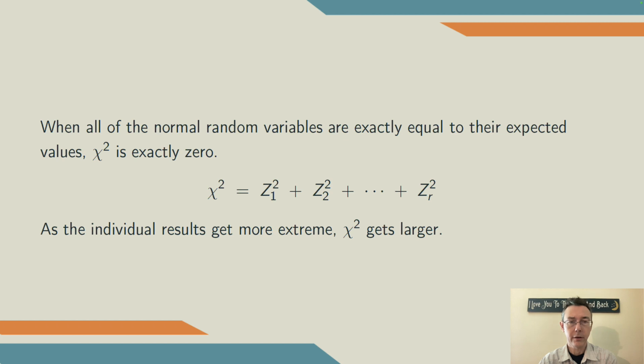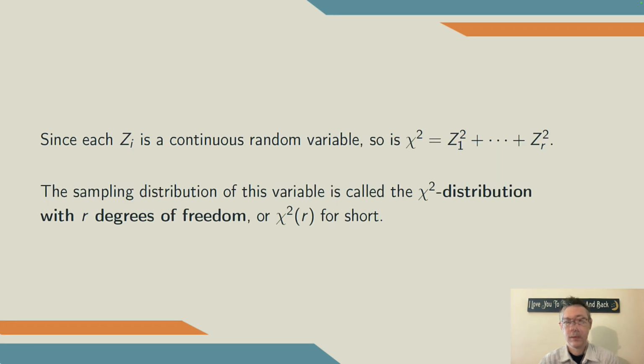And the idea here is that the result is going to be 0 only when all of those observations are exactly at their expected values. And the result, chi-squared, is going to get larger as you have more departure from those expected values.